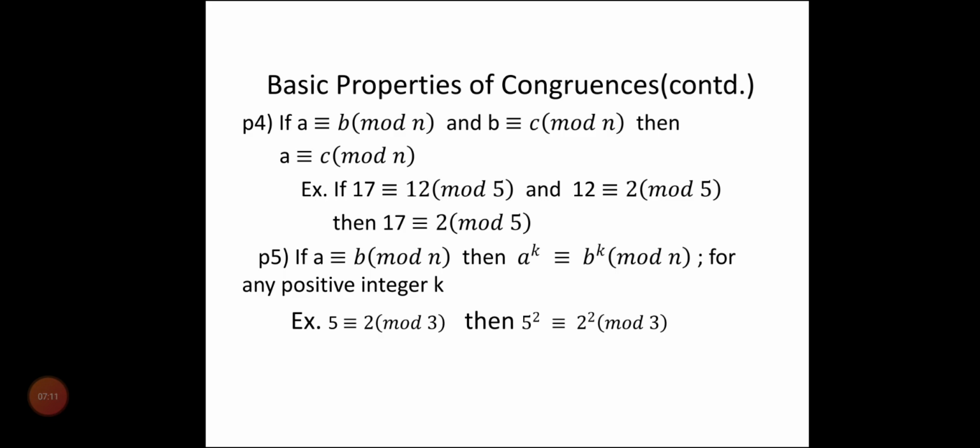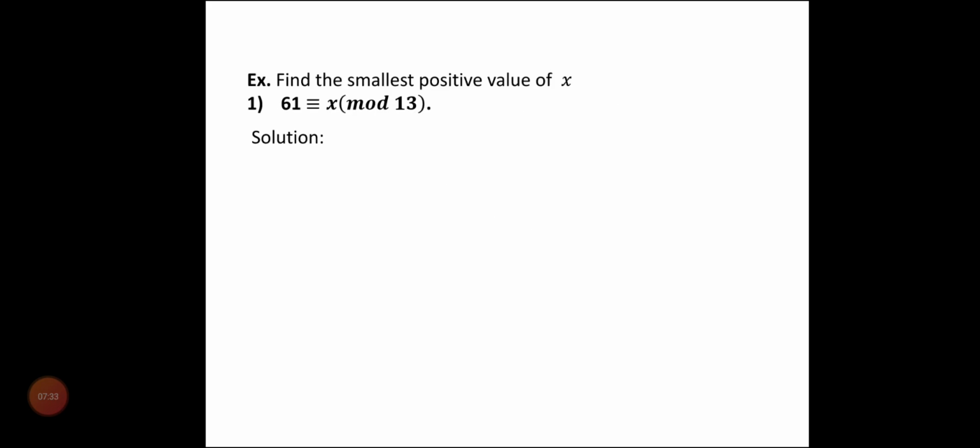So for example, by property P5, if 5 is congruent to 2 modulo 3, then 5 square is also congruent to 2 square modulo 3. So here we have multiplied the same congruence equation. Now you can multiply it one more time, then you get 5 cube is congruent to 2 cube modulo 3. So these are the basic properties. Now let us see how we can use these properties while solving the problem.